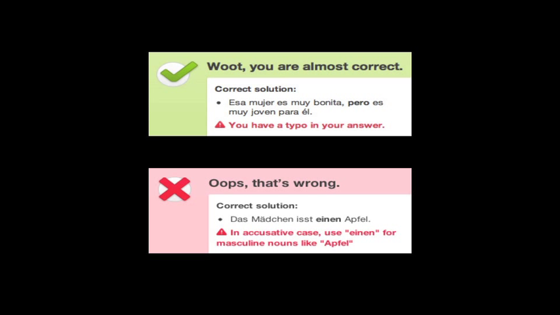So for example, for this person, we told them, in the accusative case, this is in German, by the way, in the accusative case, you use einen for masculine nouns like Apfel. So we started telling them really clear reasons for why they were wrong. And it turns out that also helped us improve retention quite a bit. We can't always do this. This requires quite a bit of technology. But we have a good measurement about how often we can do this. It turns out about 15% of the time that you get something wrong, I can tell you exactly why you got it wrong. The other 85%, we can't.